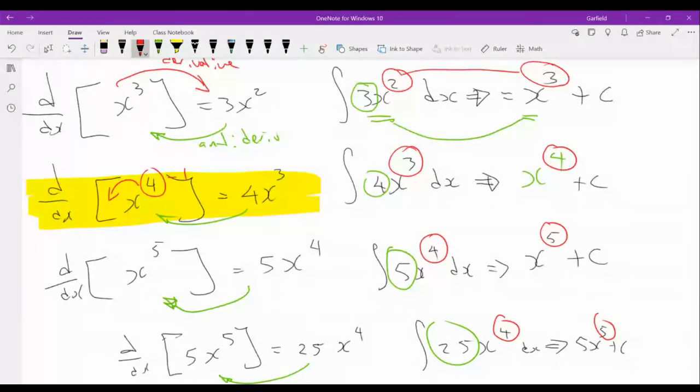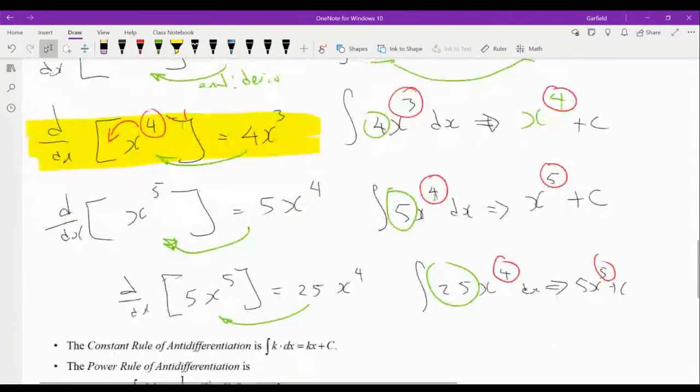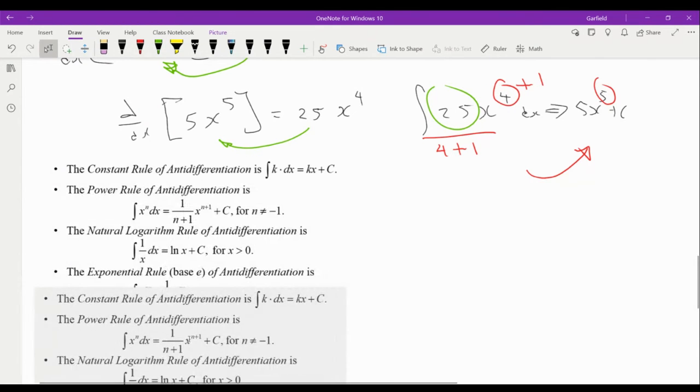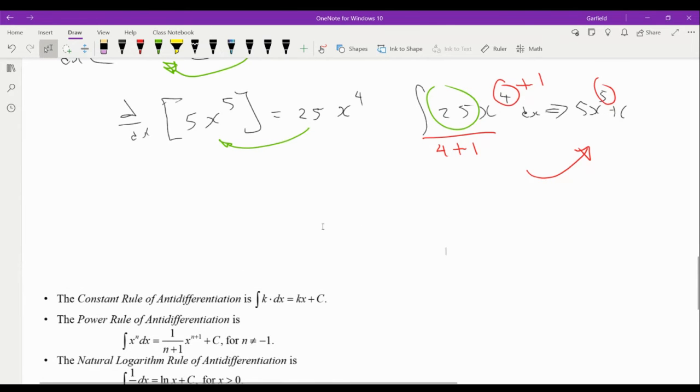So if we're multiplying in derivative, what should we be doing in antiderivative? We're going to divide. There you go, which is exactly what we're doing, right? So let's look at this last problem here. The 25x to the fourth dx. If you add 1 to the exponent and we divide by the new exponent, which is 4 plus 1, do we get the corresponding answer over here, which was the original problem? Yes. So that's the rule, right?